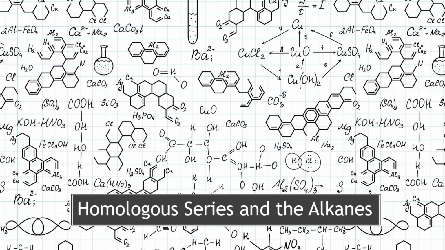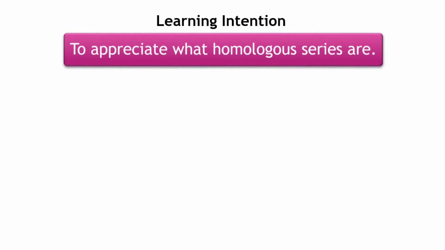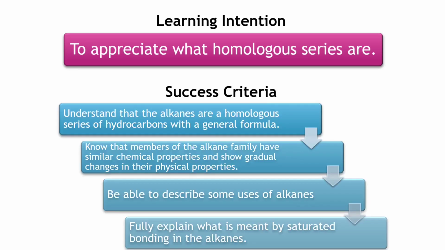So what are we going to be looking at in today's video? Well, as we've said, we want to be able to appreciate what homologous series are, and in order to do that, we need to understand the first homologous series that we're going to have a little look at, called the alkanes. And we also need to get down a little definition of what a homologous series is. We'll go through and describe some properties and uses of the alkanes, and we'll finish off by talking about what saturated bonding means.